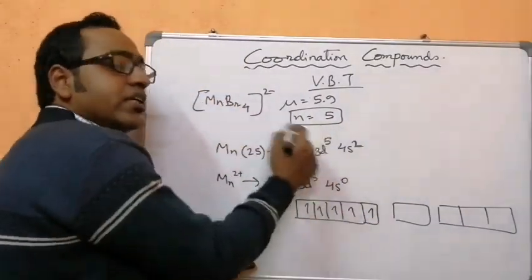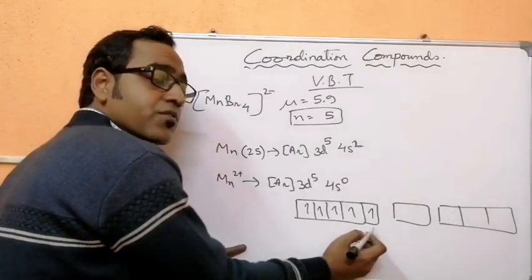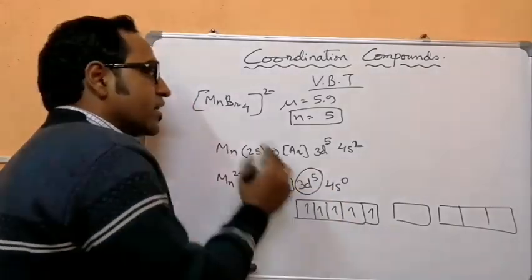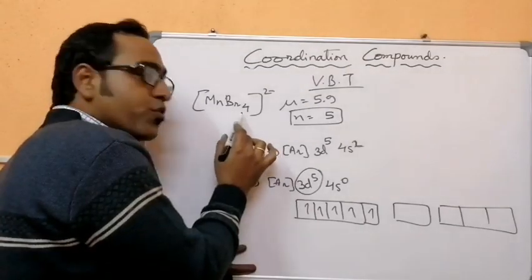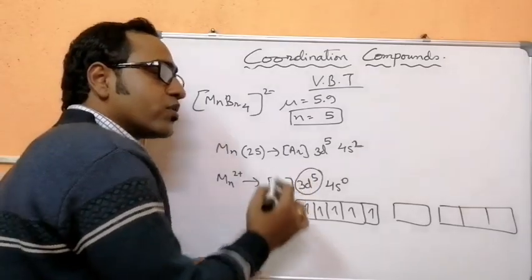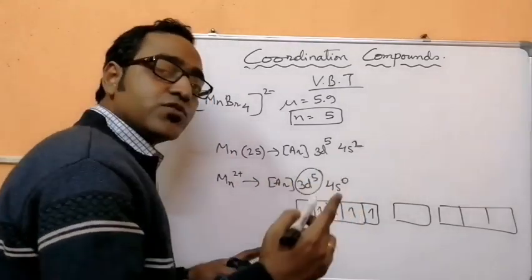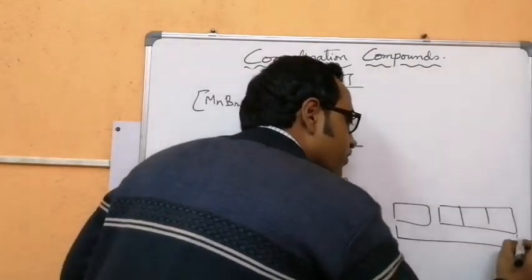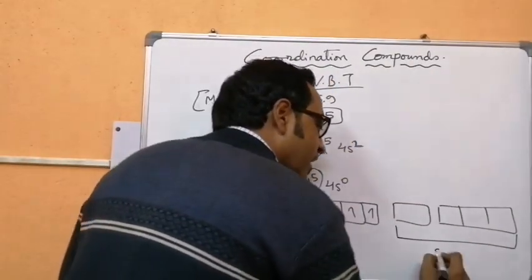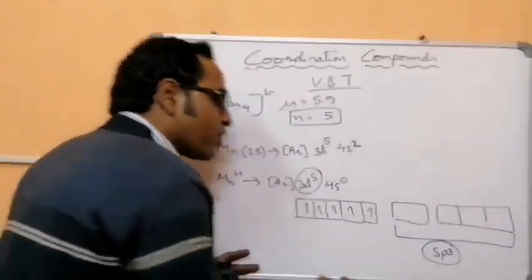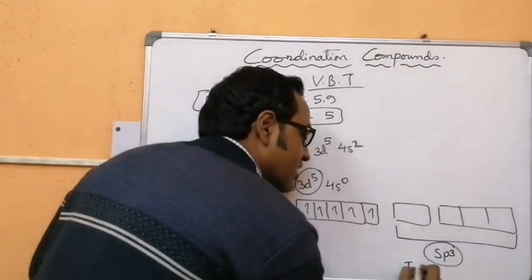Now we need 5 unpaired electrons, so we have 5 unpaired electrons since it is d5. Now there are 4 bromide ions. So these bromide ions can donate 4 electron pairs, and hence we need 4 orbitals. So starting from s, we will take all the p orbitals and we'll have sp3 hybrid orbitals. Hence the shape of the molecule is tetrahedral.